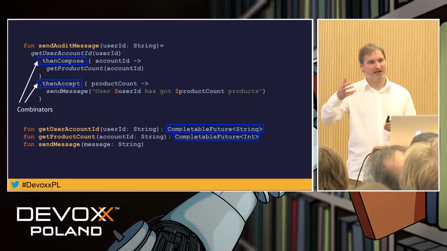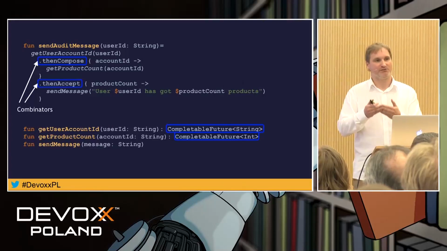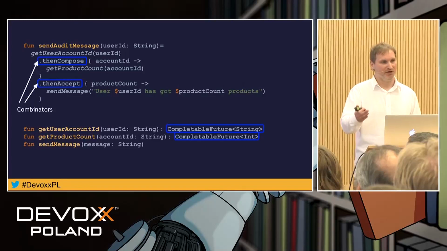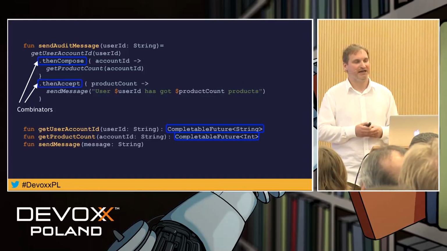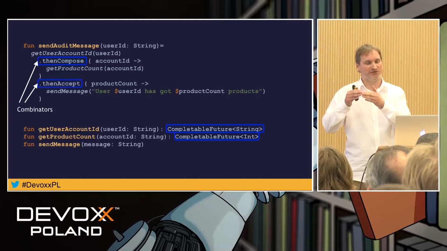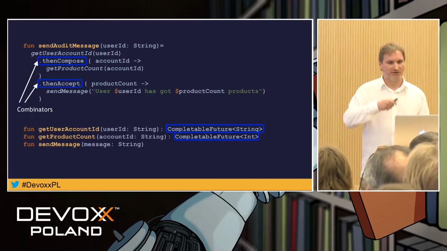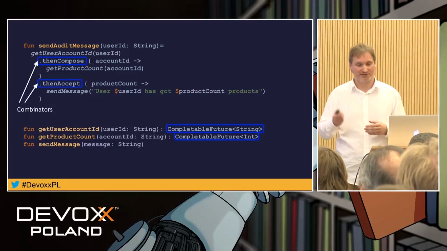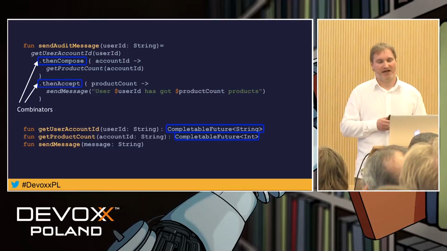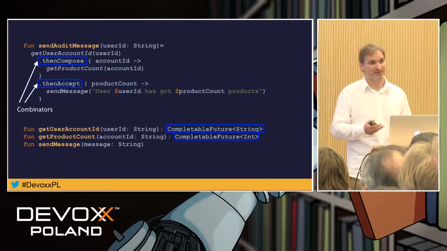And once that value is delivered, so once we know the result of the function, we can do something with that result. So here we, for example, have these functions like thenCompose and thenAccept. And there we can actually specify what should happen once the result is available. So in our case, we'll just call getProductCount or sendMessage. And promise objects are a bit better than callbacks. So we don't have this callback hell problem, but we have other problems.